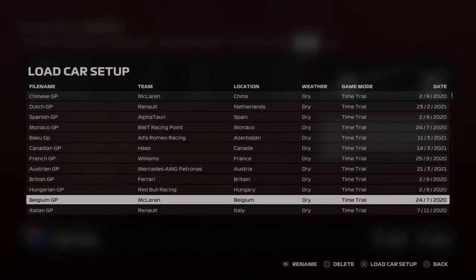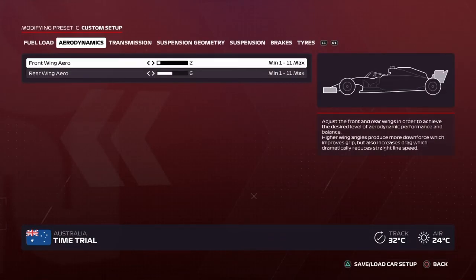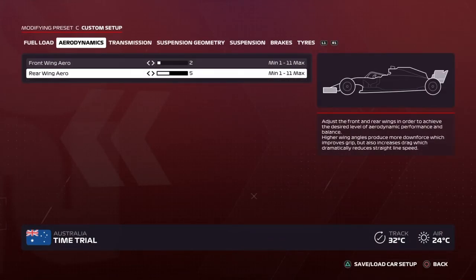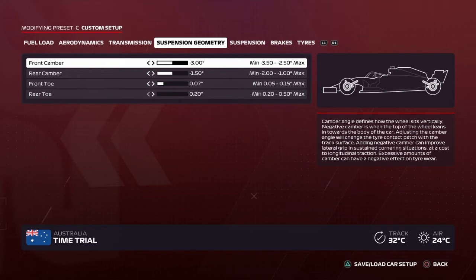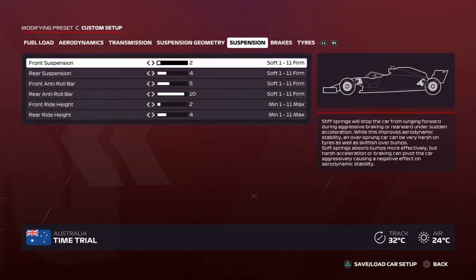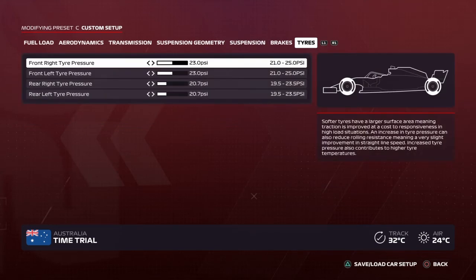On to Belgium now. And for the aerodynamics, we've got 2.6 on the wing. I sometimes knock this down to 2.5 for a race and 2.6 for a quali session. But overall it's 2.6, 50-65, 3, 1.5, 0.07, 0.2 on the suspension geometry. 2.4, 5.10, 2.4 on the suspension. Tyres 23, 23, 20.7 and 20.7.